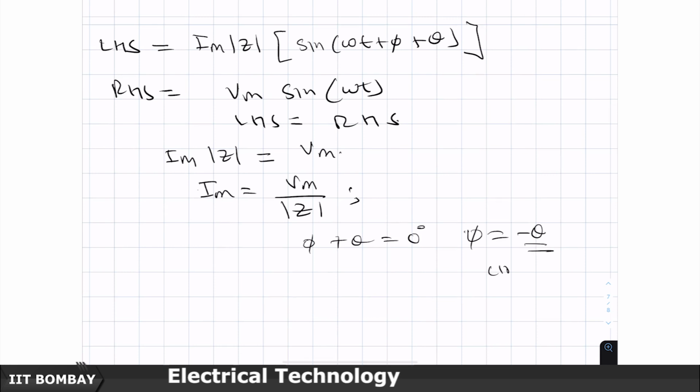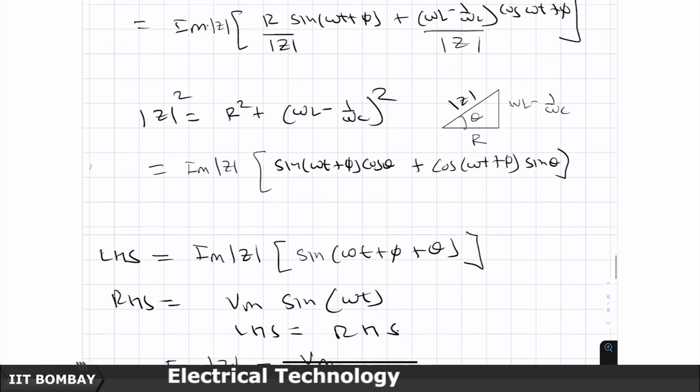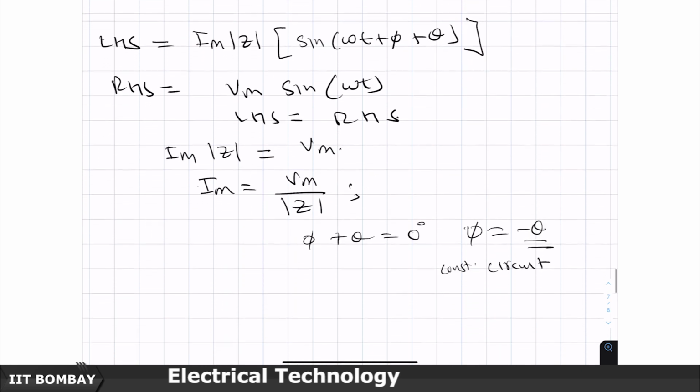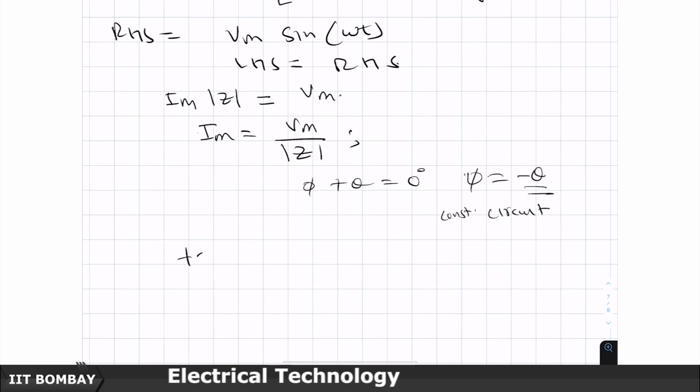This is a constant of the circuit. So, this is a circuit constant. Why is it a circuit constant? Because tan of theta is omega L minus 1 by omega C, by R. So, once you have fixed L, C and R and omega, which is anywhere at the 50 hertz supply, then tan theta gets fixed, and the phi will become equal to minus of theta.